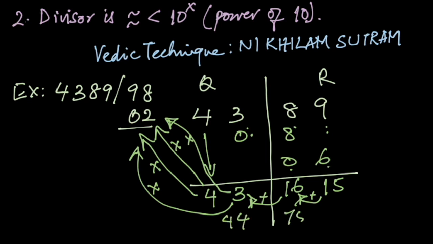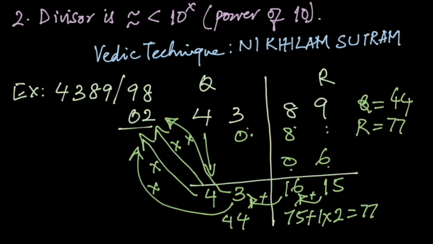So this is 75. Now since 1 has moved from remainder side to quotient side, we have to multiply 1 with this difference of 2 here. So 75 plus 1 times 2 is 77. So our quotient is 44 and remainder is 77.